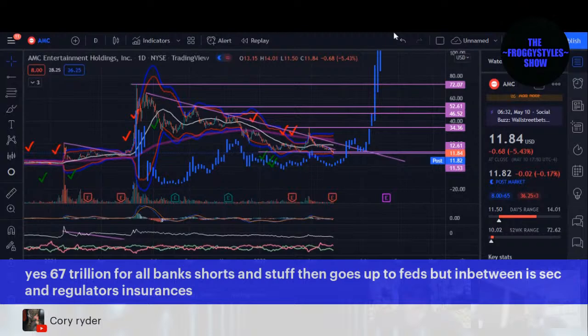Corey Ryder says, yes, 67 trillion for all banks, shorts and stuff, then goes up to the Fed in between, the SEC and the regulators' insurances. So I'm kind of curious. I do want to look into that 60-some trillion dollar insurance thing to make sure that it's true and see how it applies to our situation. Because I'd love to count it in, because if I could count it in, our number could go up probably 5 times higher. But it would make 10,000 seem like an easy play.